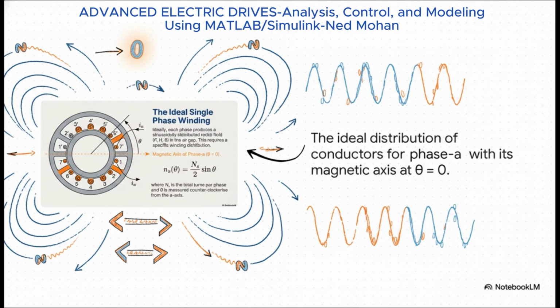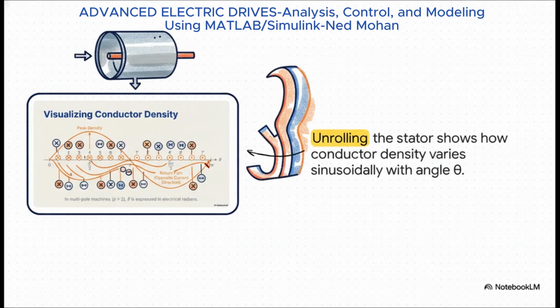Now look at that equation, N_S of theta. This is the secret sauce. It describes the conductor density as a function of the angle theta. To get that ideal field we're after, the physical density of the wires in the slots has to follow a sine function. I love this slide because it makes that abstract equation totally tangible.